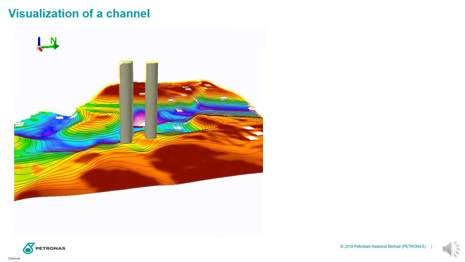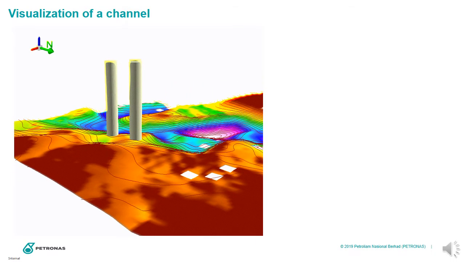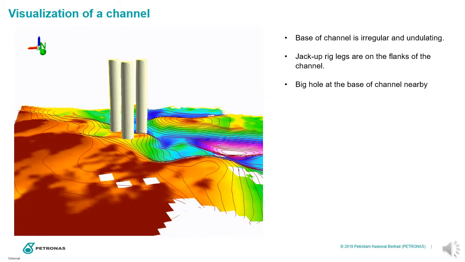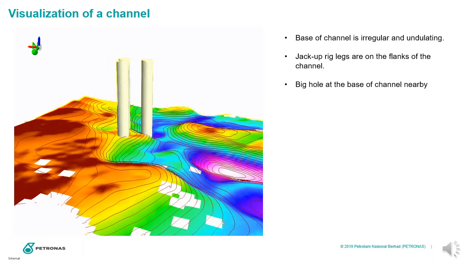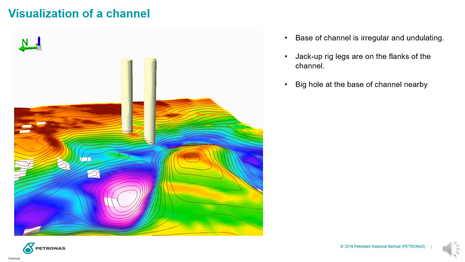Immediately, some things become obvious, much more than if this was just a map with contours and a color map. The base of the channel is irregular. The jackup rig legs are on the flanks of the channel and there's a big hole at the base of the channel nearby, so it could have been much worse.